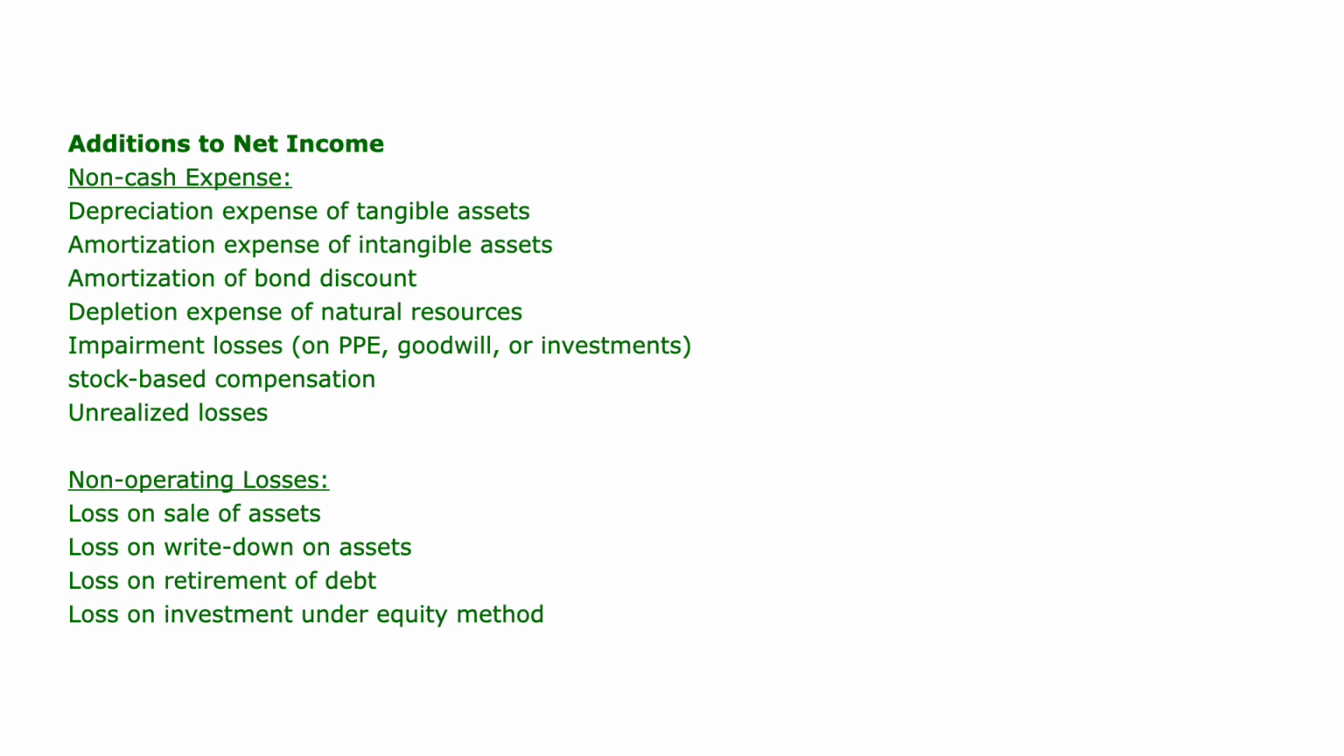Additions to net income: non-cash expenses and non-operating losses. Non-cash expenses: depreciation, amortization, impairment losses, stock-based compensation, and unrealized losses. Non-operating losses: losses from asset sales, write-downs, debt retirement, and equity method investments.